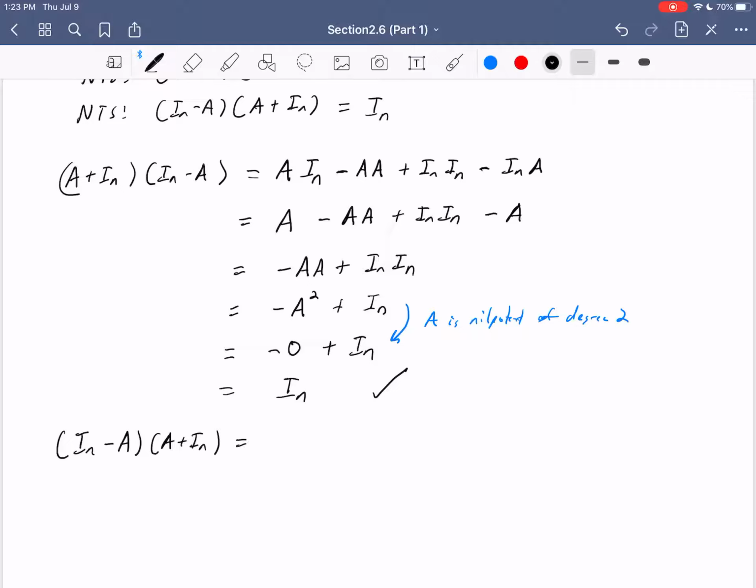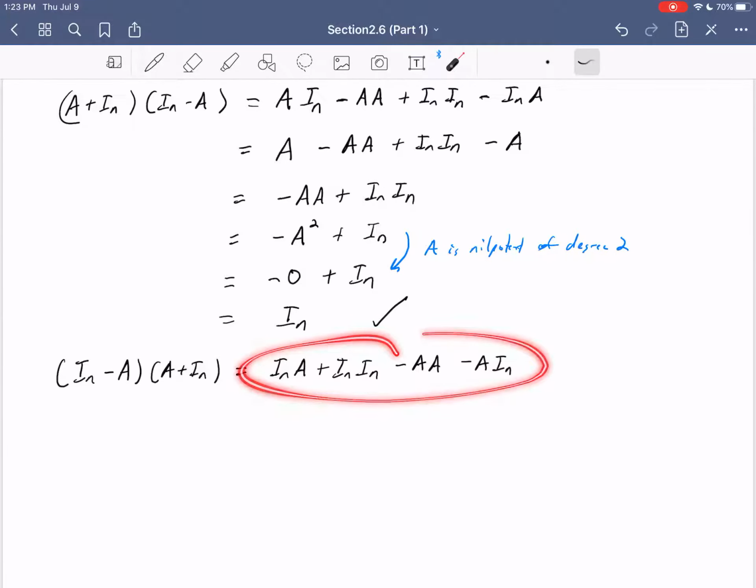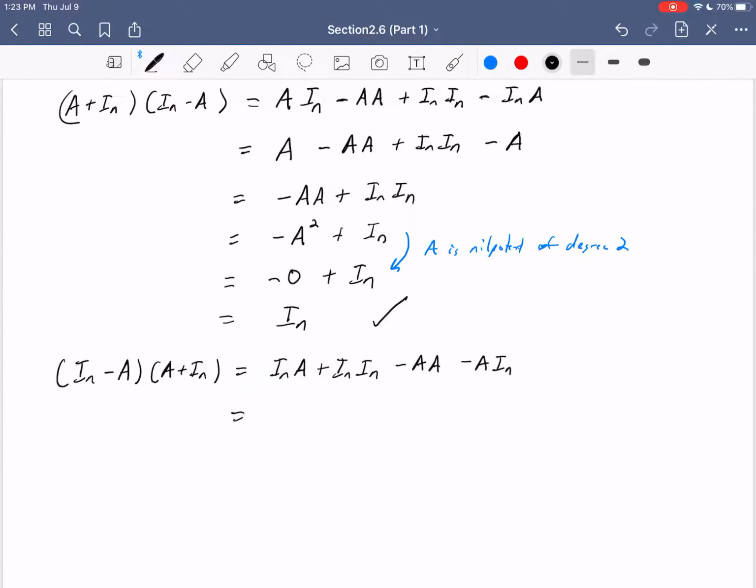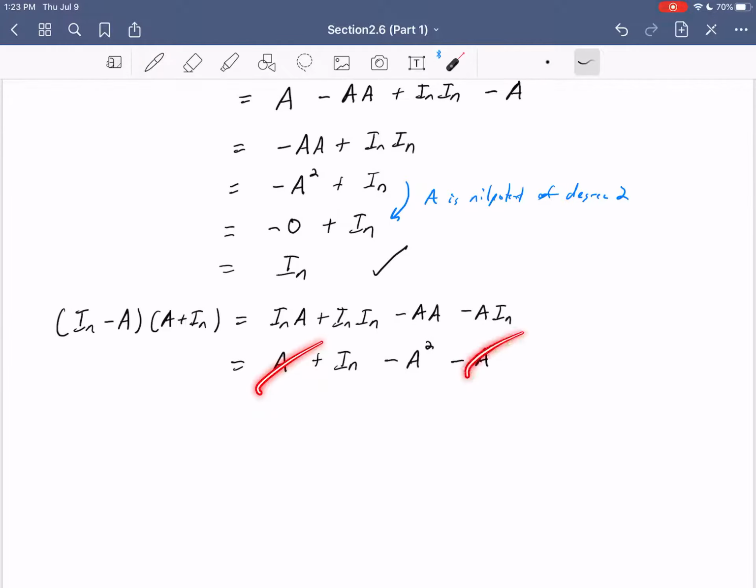Now we'll go ahead and do the opposite direction, IN minus A times A plus IN. Hopefully we can do this one a bit faster. Looks like we'll get IN A plus IN, then minus AA, and then minus A IN. Let's simplify all of these now that we sort of have an idea about this. IN times A is going to be A. IN times IN is going to be IN. Minus A squared minus A. Then, of course, we can simplify, and we get this as IN minus A squared.